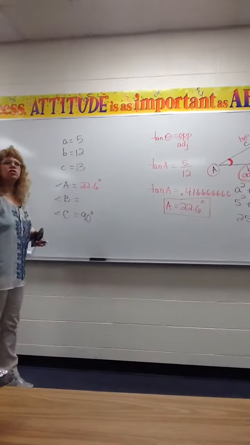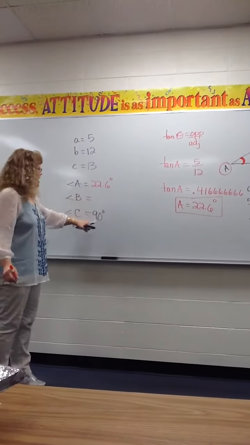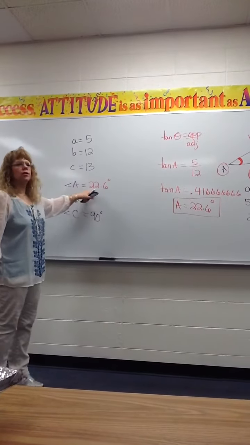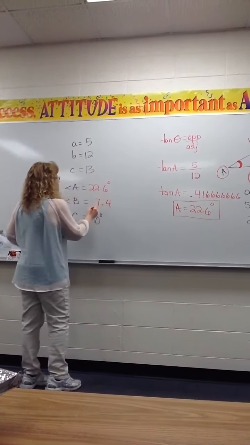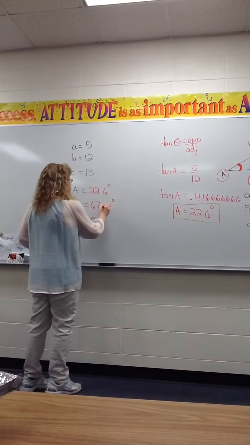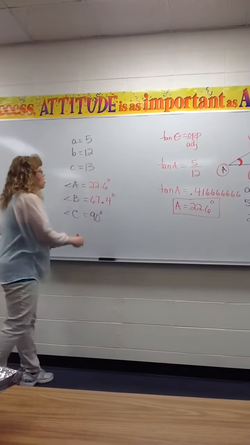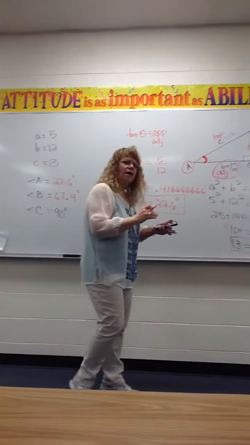And then, would you agree B is going to be easy? So 180, take away 90, take away 22.6, what would that be? 67.4. And so there they are, all the sides, all the angles. But first, you have questions, yes?